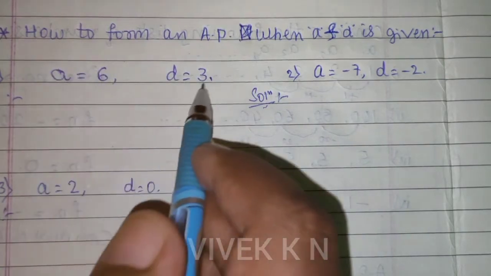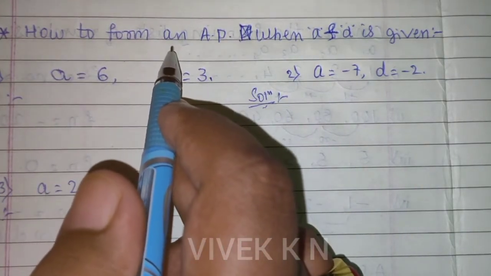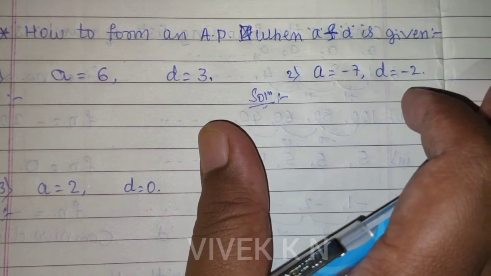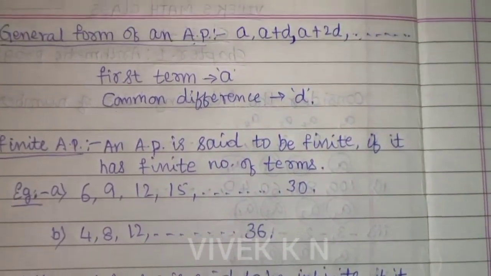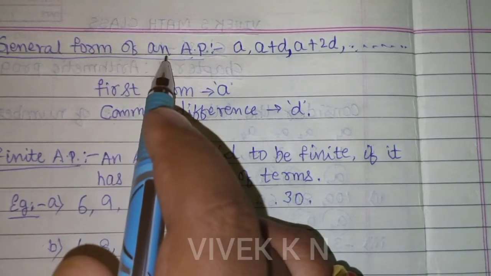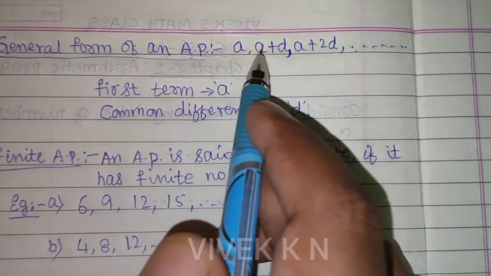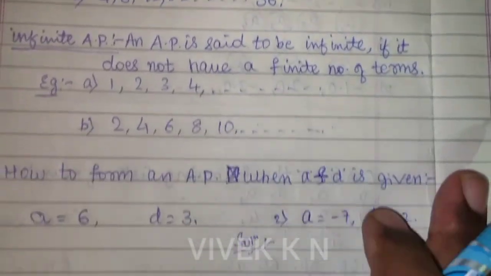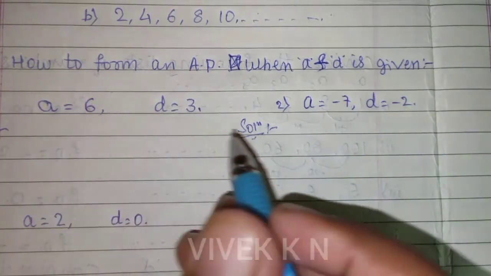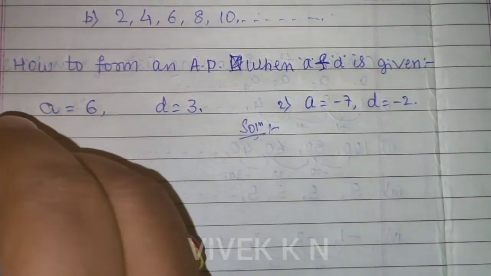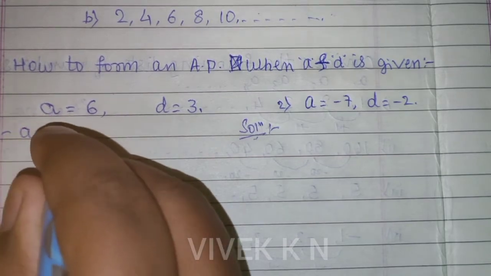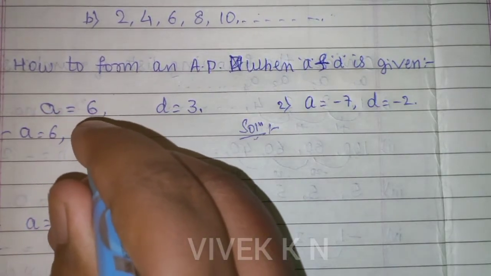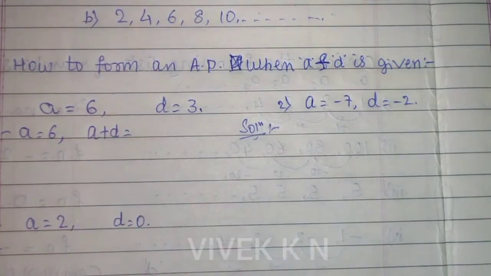To solve this problem, that is to form an AP, you must know the general form of an AP, which I discussed earlier. See, the general form of an AP is first term A, second term A plus D, third term A plus 2D, and so on. By knowing this, we can form an AP. First term is 6. Next, second term, that is A plus D.